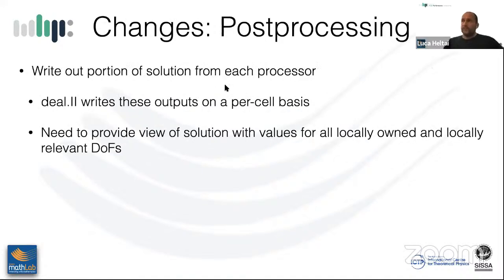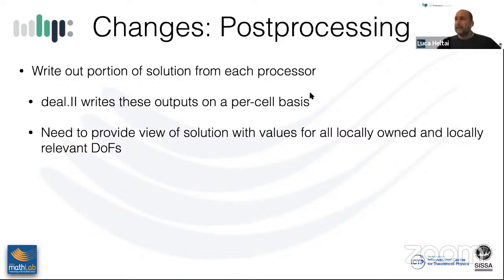You have to write out the portion of the solution from each processor. So each processor needs to write a part of the solution and not all of it. deal.II writes this on a per cell basis. So if you're in a single cell, you need to know everything about that single cell, including things that you don't actually own. If you try to call this with the wrong types of vectors, you will get errors, which are usually easy to catch in debug mode.